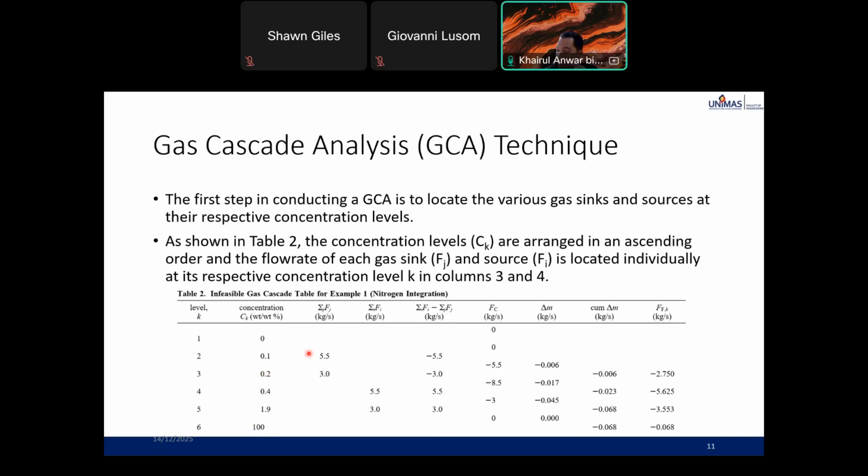This is different compared to water, because in water we use ppm. If you use ppm, then the maximum is 1 million. Now that we use weight percent as the unit of concentration, this is 100%. The values 5.5 and 3 are from table 1.